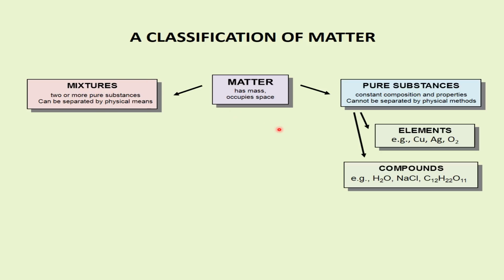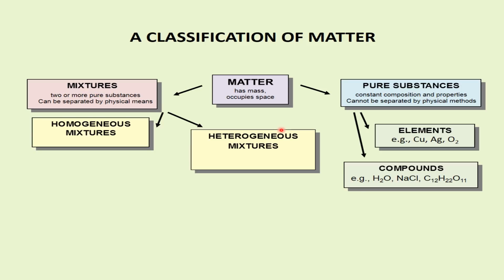We have heterogeneous mixtures and homogeneous mixtures. Now, heterogeneous mixtures, by definition, are heterogeneous. That is, they have non-uniform composition. An example would be stones in water. Another example might be a pizza, non-uniform composition. By comparison, a homogeneous mixture is one of constant or uniform composition.